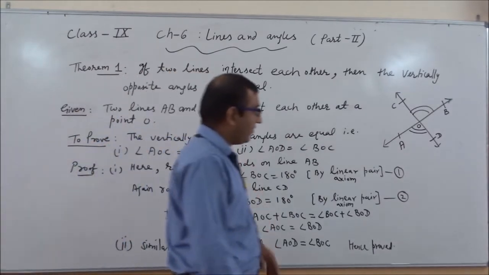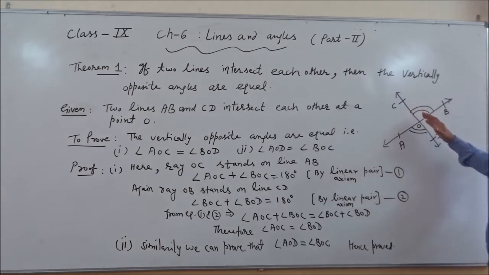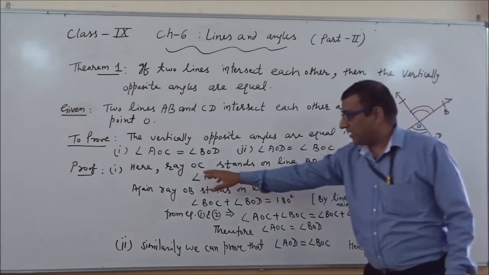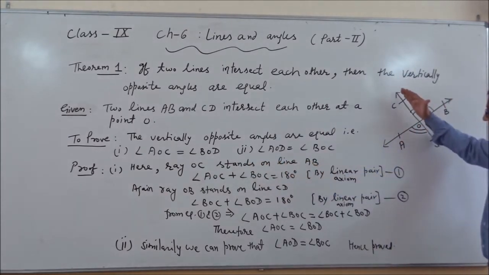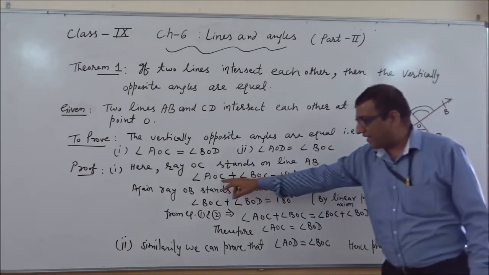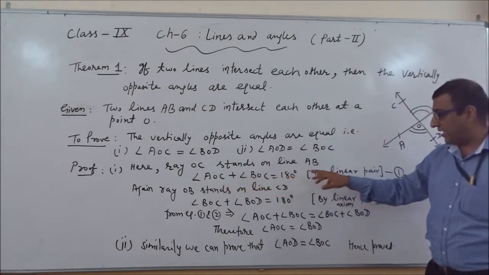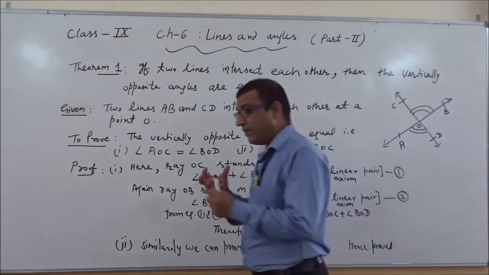If you see this diagram, what is OC? OC is a ray, and this OC stands on this line AB. And if we see here, there are two angles: one is angle AOC and another one is angle BOC. So it is written here, ray OC stands on line AB. As we see here, two angles are there, angle AOC plus angle BOC. If we add these two angles, their sum becomes 180 degrees as per the linear pair axiom. Earlier I told you the meaning of linear pair.